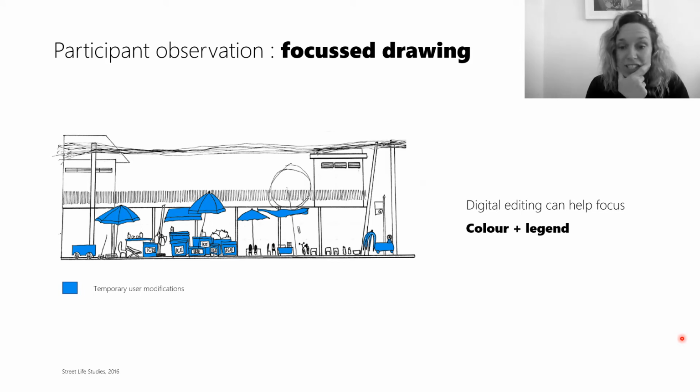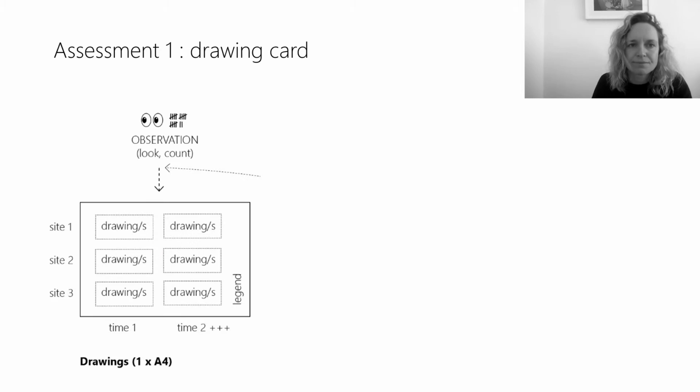And what we'll do here is actually scan in our drawings in this course and use colour and a legend to highlight your thematic focus. So we can see here the blue colour has been used to highlight the temporary objects and user modifications that play out across the day in Phnom Penh. And all of these drawings, so using participant observation to look and to draw within your theme of focus, becomes one component, the drawing card of your Assessment 1 street observations.